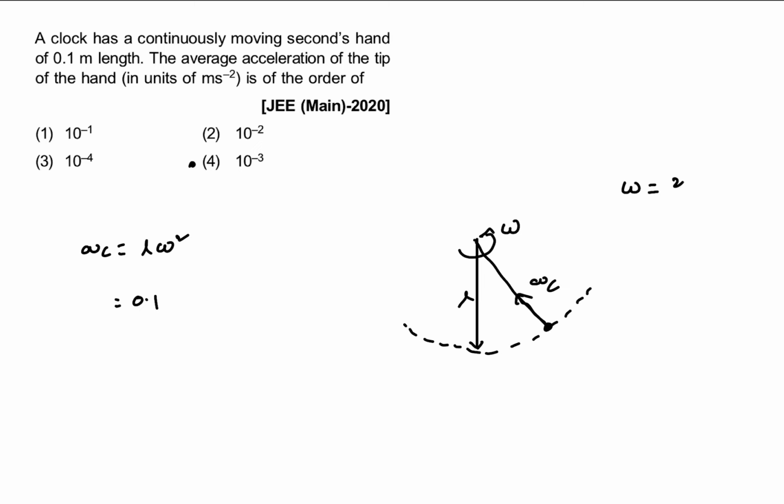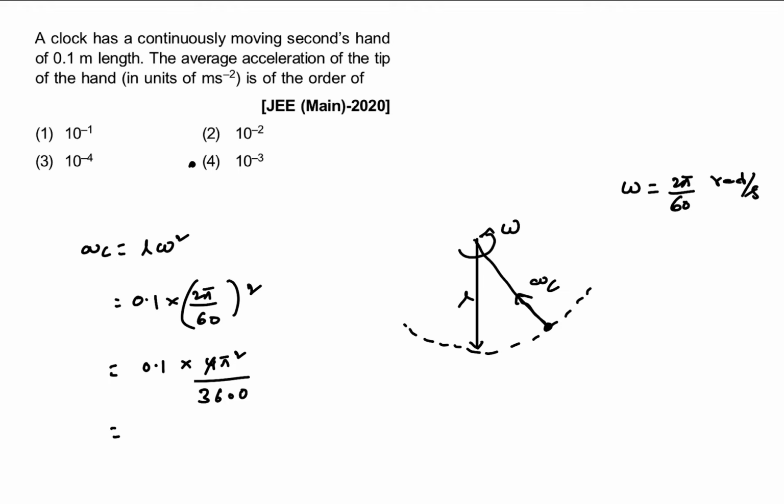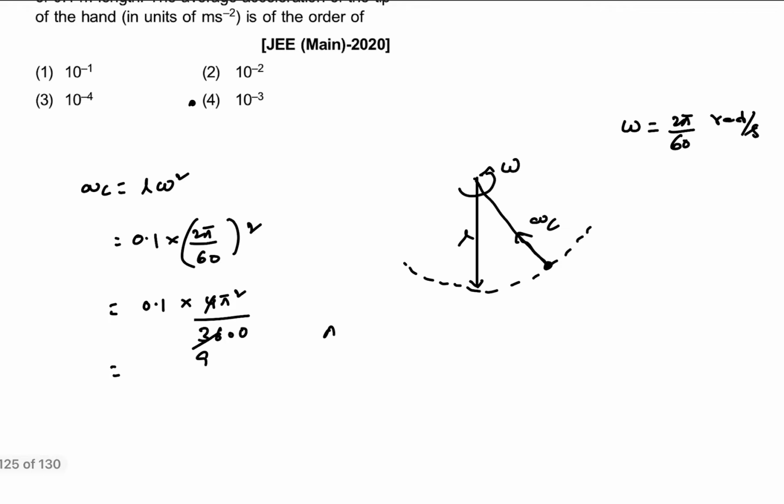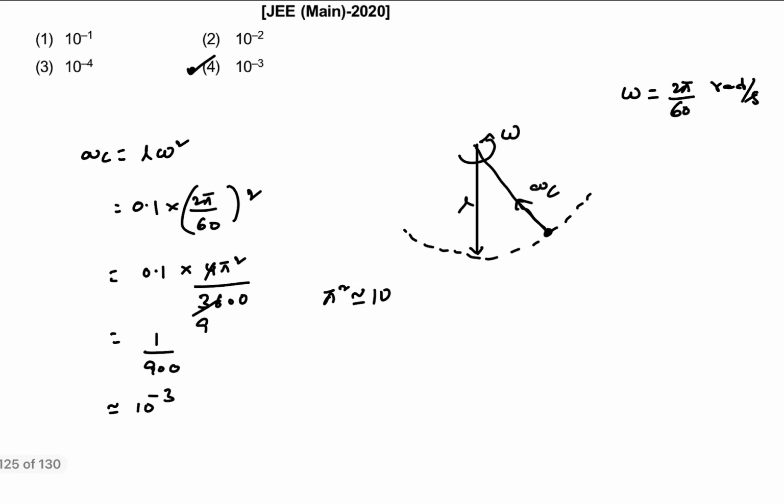Omega value, you know that for seconds hand omega is equal to 2 pi by 60 radian per second. Substitute there, 2 pi divided by 60 whole square. Now you will get 0.1 into 4 pi square divided by 3600. Now 4 will get cancelled 9 times. Pi square value is approximately 10, no? So we can get 1 divided by 900. 1 by 900 is approximately of the order 10 to the power of minus 3. Okay, in the order of 10 power minus 3 we will get. Fourth option.